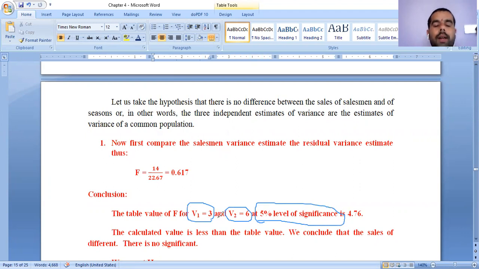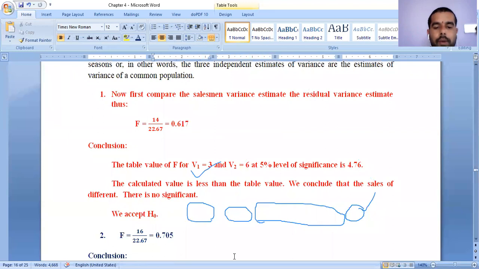Okay, then take the ANOVA table. Yesterday we discussed and made a small video on how to take this ANOVA table, 1% and 5%. Okay, at 5% LOS, 4.76 is the critical value, that is the table value. This value is compared with this value. The calculated value 0.617 is less than the table value, that is 4.76. We conclude that the sales difference is not significant. Okay, we accept H naught. In this way you have to write. This is an important thing here.